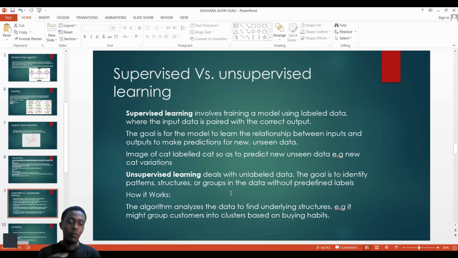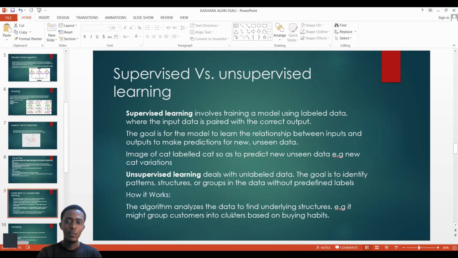So let me take an example of input as an image of a cat, then we label it with the output as a cat. So it helps this model to learn from this data, so that if it sees a new variation of a cat it doesn't know, it learns from the input-output data it was fed earlier to come up with the right prediction: this is a cat.